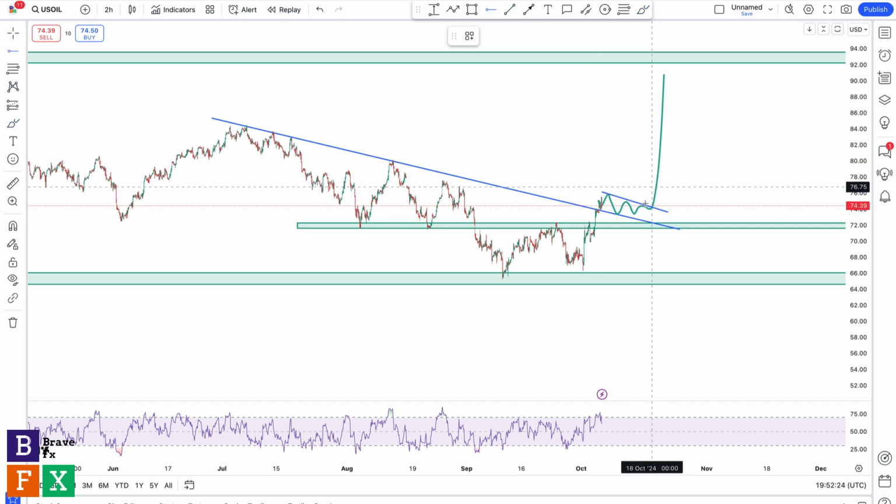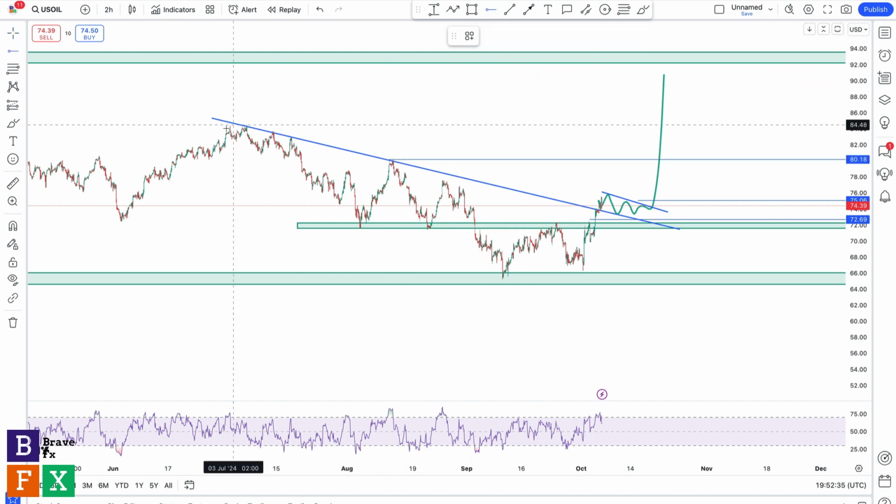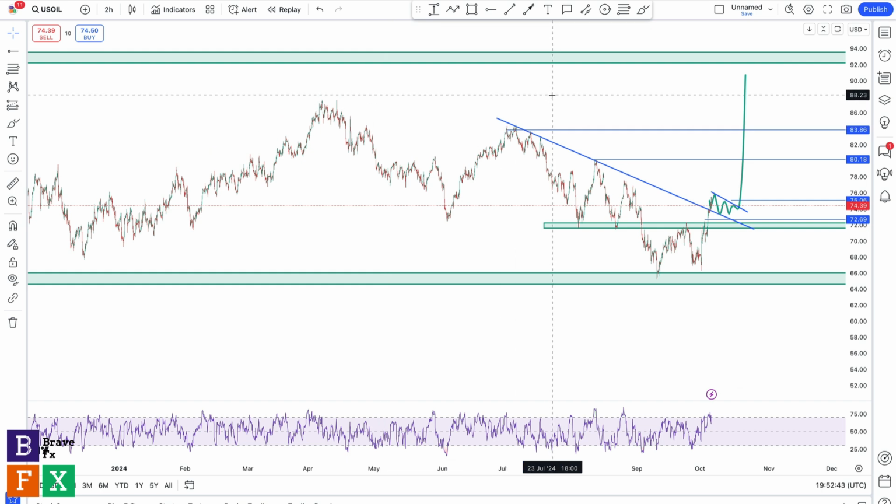So your entry is going to be at the break of that confirmation. Stop loss is going to be underneath the consolidation that leads to the breakout. Take profit target, first one could be around its highs, second one around its highs, and third one all the way to this area of resistance, right? So this is how I'm going to trade crude oil.